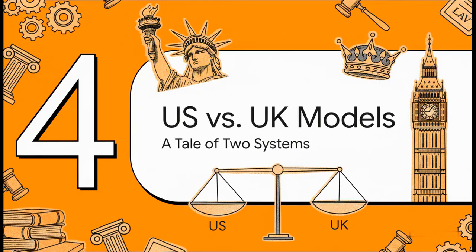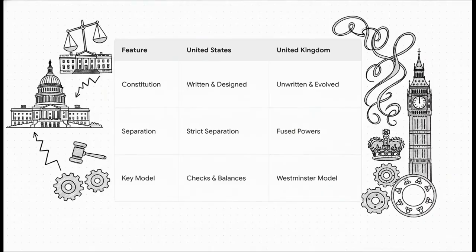So how does this all play out in the real world? Well, let's compare two major common law systems that have taken very different approaches, the United States and the United Kingdom. Looking at this comparison, you can see a fundamental philosophical split. The U.S., with its formal written constitution, went for a very strict separation of powers. The president, who is the executive, absolutely cannot be a member of Congress, the legislature.